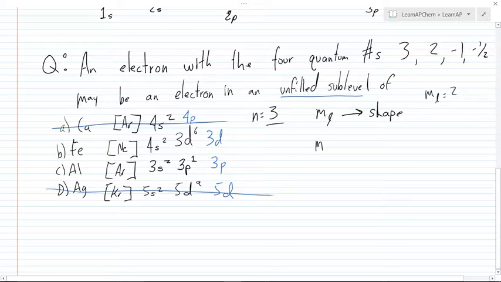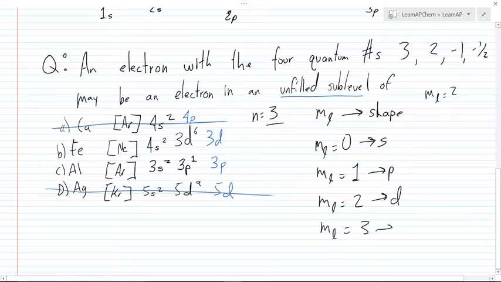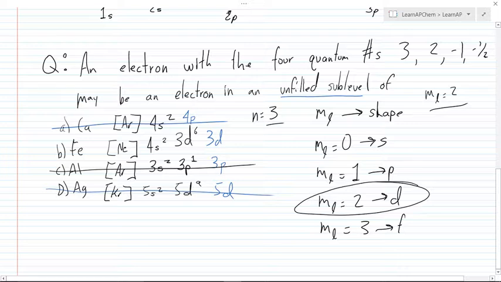And remember that if m sub l equals 0, this is s. If m sub l equals 1, this is p. m sub l equals 2, d. m sub l equals 3, this is f. And so on and so forth. So we see that m sub l here equals 2, which means we're looking for an open D subshell. In C, it's an open P subshell. So we know that can't be right. And we're only left with this one, iron.